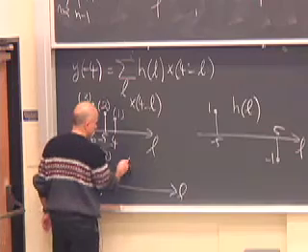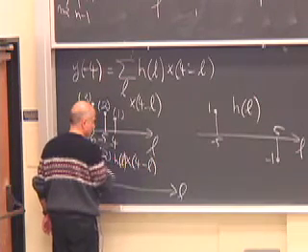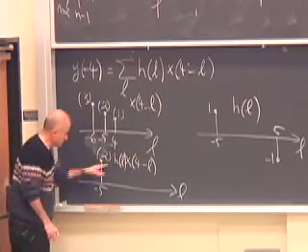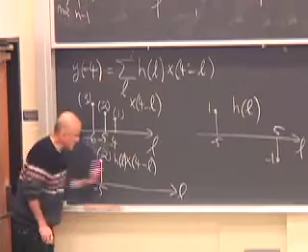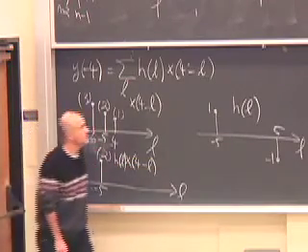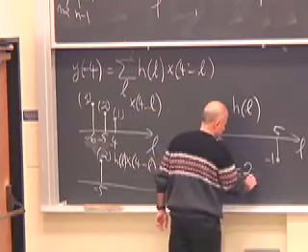So this is x of 4 minus L times h of L. Okay? The convolution sum says take this product signal and sum over all its values. What do you get? 2. So that means y at minus 4 is 2.